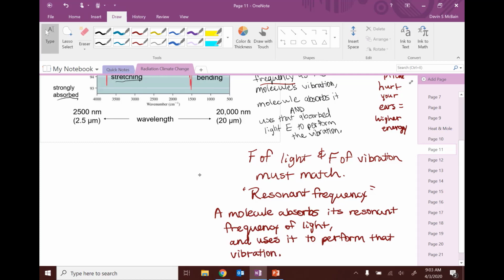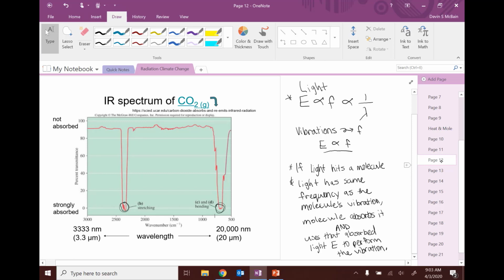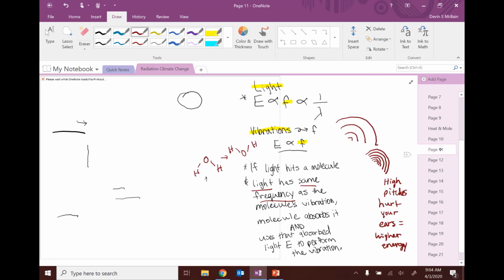Okay, so this happens for water. More importantly, this also happens for carbon dioxide. Let's hop over to a nice little animation of this happening for carbon dioxide. But otherwise, all of the notes that I have for what happens with water also happen with carbon dioxide. And you can see the difference between the areas of 100% transmittance and the strongly absorbed sections: carbon dioxide does an even better job than water of absorbing its resonant frequencies of IR light to perform vibrations.